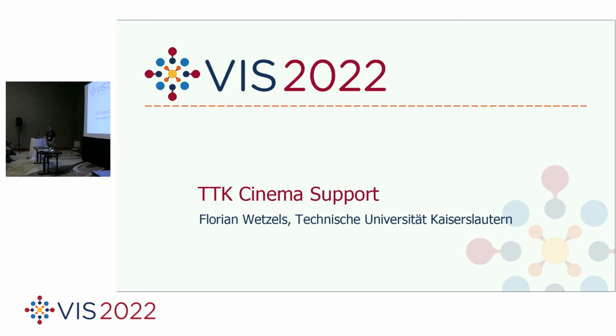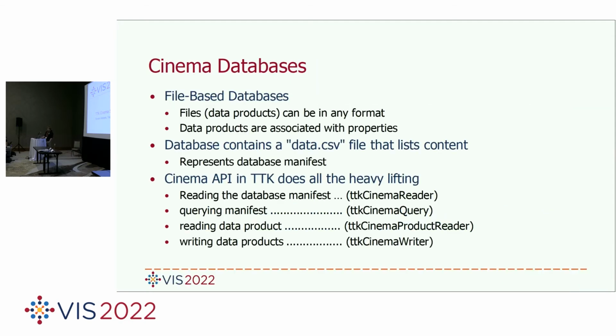Thank you, Florian. Okay. So as Rino said, I will explain to you first how TTK supports Cinema databases for the analysis of ensemble data, and then I will explain how the contour tree alignment module works. Okay, so what are Cinema databases? They are simple file-based databases where each data product is a file with more data associated, so any property that you can think of, and the files can be in any format that you want.